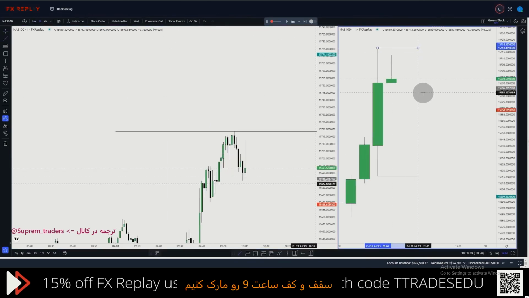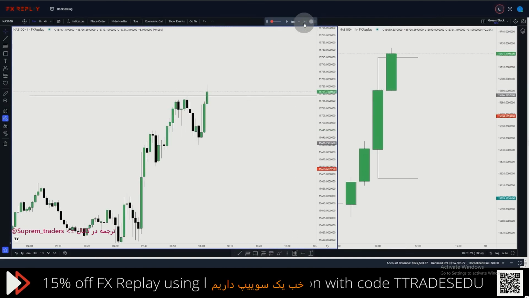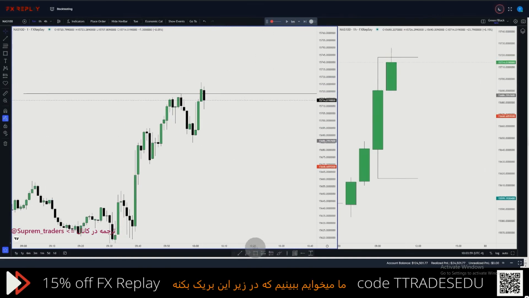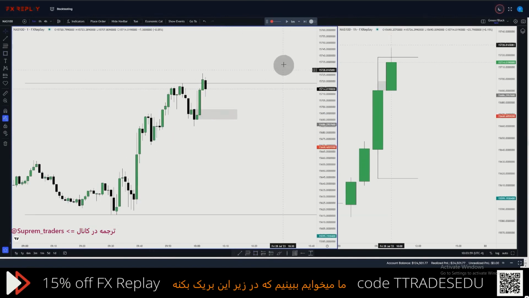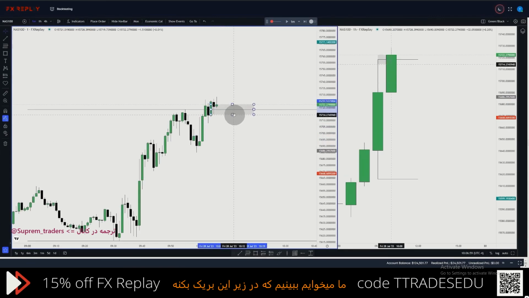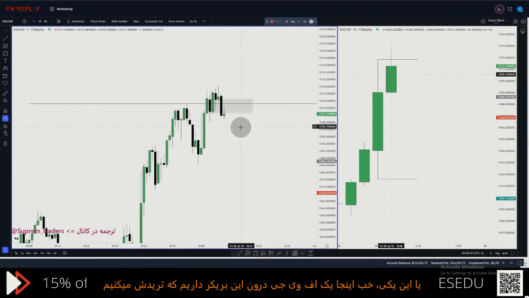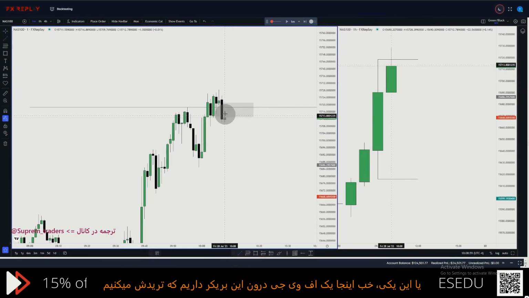Mark out our 9 a.m. high and low. Let's see what happens here. Okay, there's a sweep. Ideally, you'd want to be seeing a break below here. Okay. So we have a fair value gap in this little breaker. We'll try it.